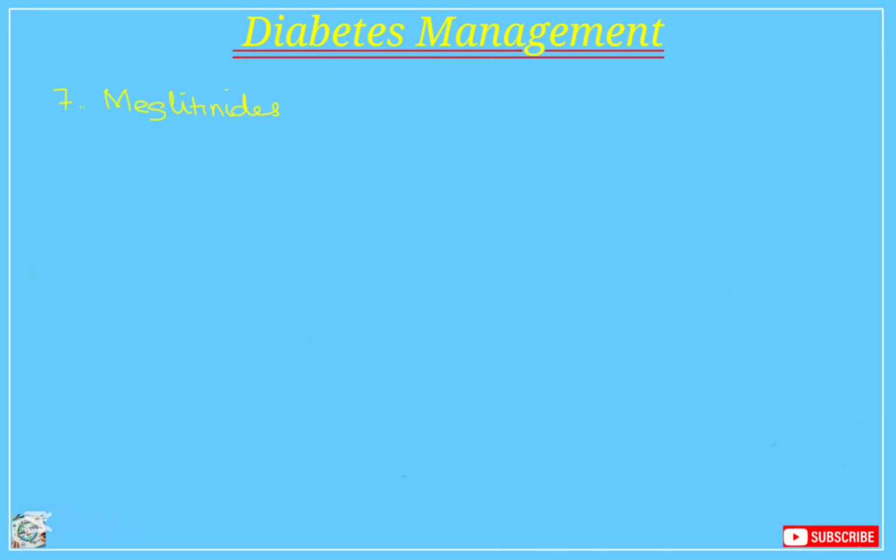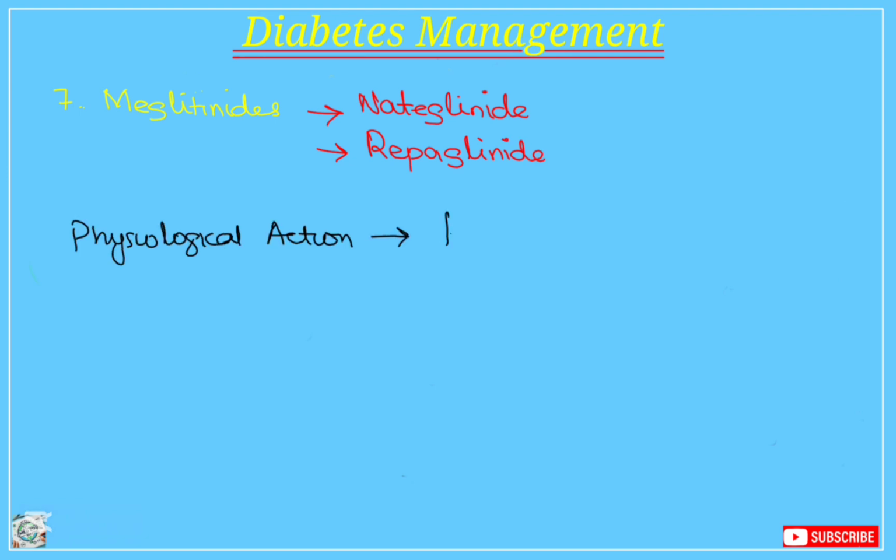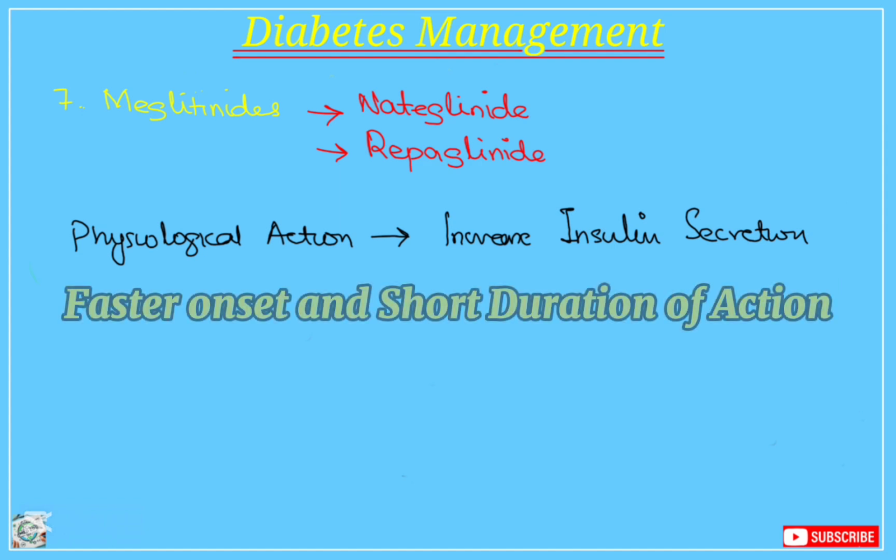The seventh class is meglitinides, which are also known as insulin secretagogues, similar to sulfonylureas. This class includes medications like nateglinide and repaglinide. Like the sulfonylureas, the meglitinides work by stimulating insulin secretion from the pancreas. However, they differ from SUs in a few important ways. Number one, they have a faster onset of action and shorter duration of action.